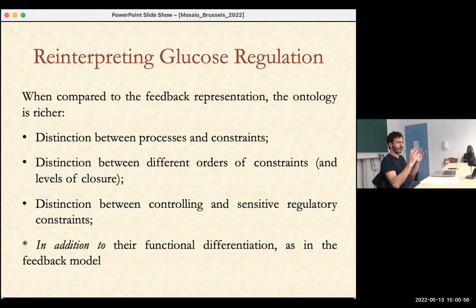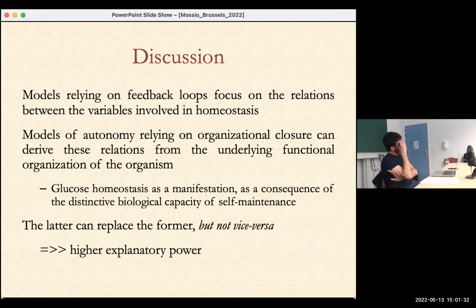And also a distinction between controlling and sensitive regulatory constraints, which are parts of the same subsystem, in addition to the functional differentiation. So they play different roles, and this is natural given that they are different, as in the feedback model. The first point is a question about the richness of what I call the theoretical ontology, the objects that are needed to make the model. Models relying on feedback loops focus on the relations between variables. That was what I was saying at the beginning, the explanandum is that.